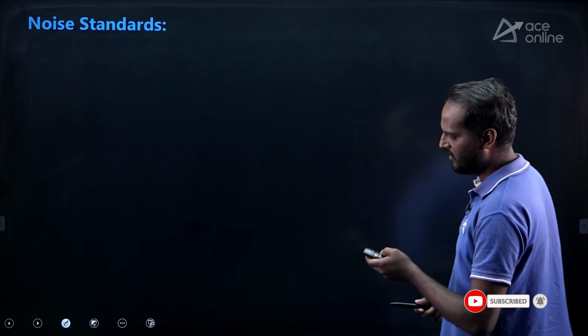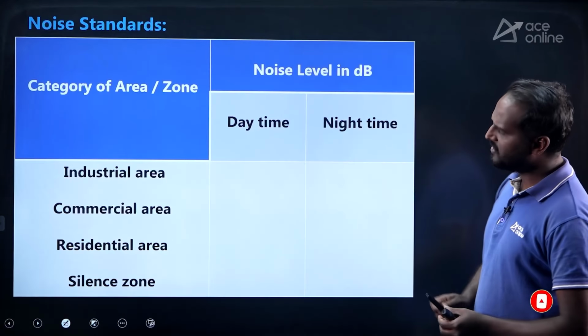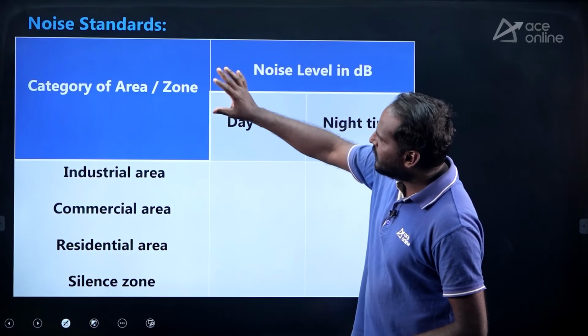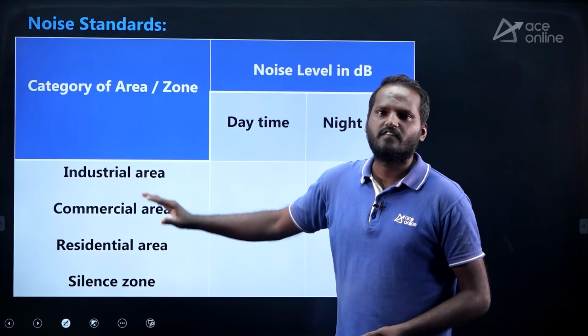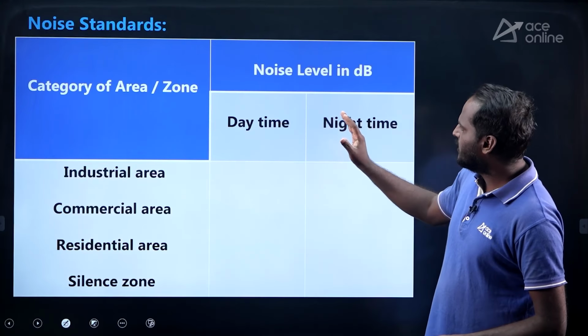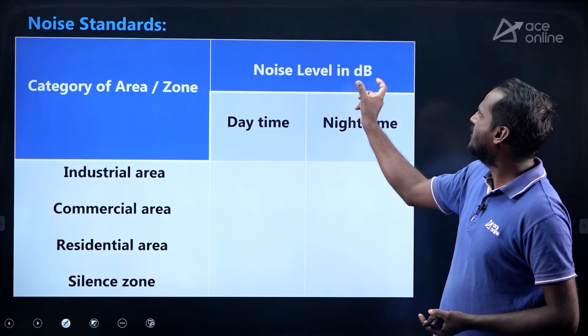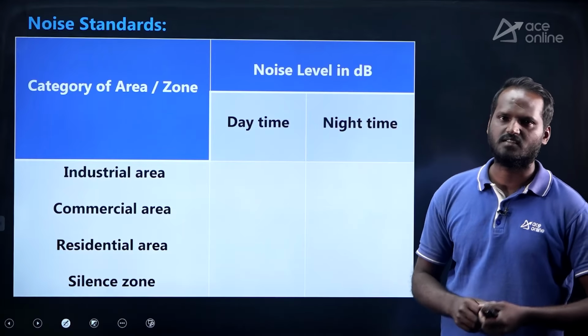Look at these noise standards. See, this is known to you, I hope, right? According to Indian standards, we have 4 different zones. We need to remember these daytime and nighttime noise levels in decibels. That is what he is asking, right?